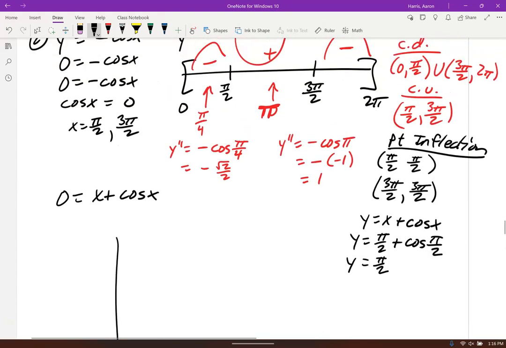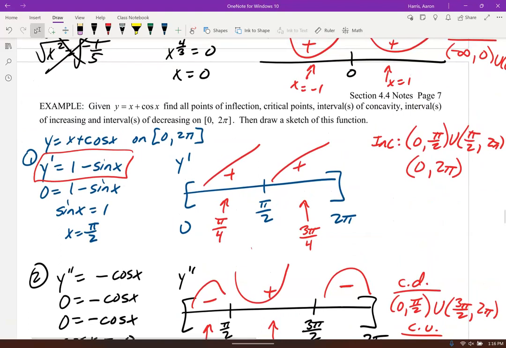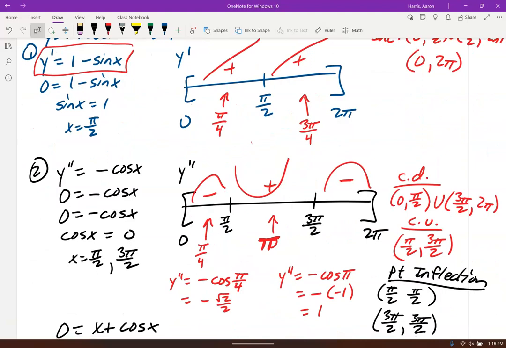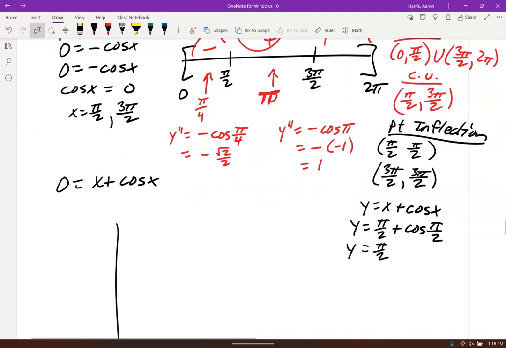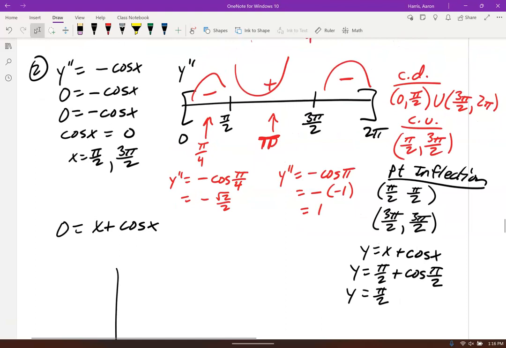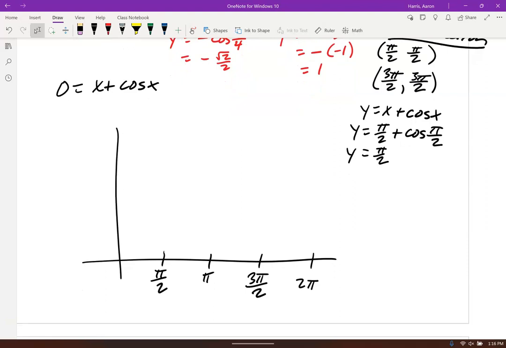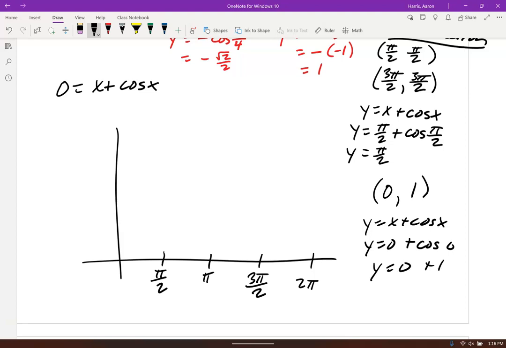And let's see, we had our increasing from 0 to pi halves, and then pi halves to 2 pi, and then we have, see, we start off concave down. It'd be nice if I threw some points in. Let me throw in like 0 into the original function. Get me started here. I got 0 plus a cosine of 0. That's 0 plus 1, so I've got 1. 0, 1. At least I can get me started here.